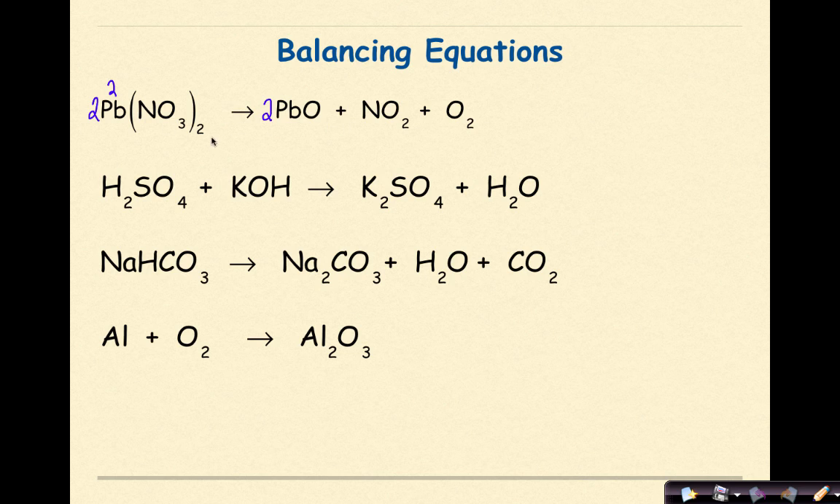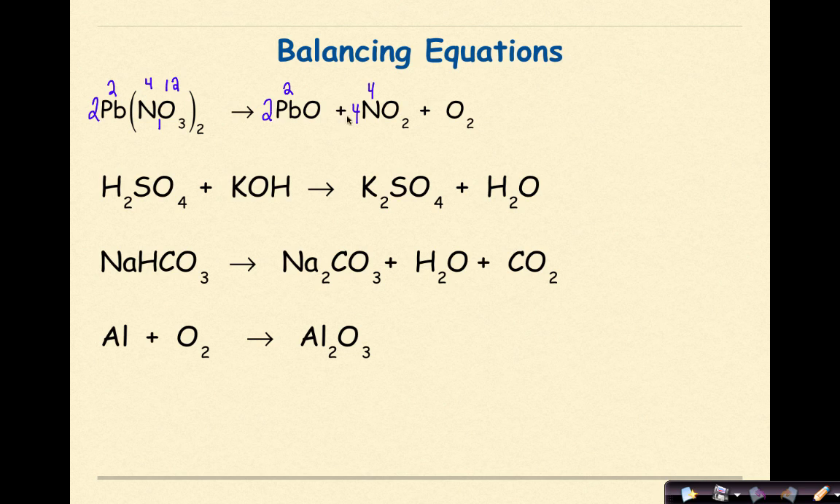How many nitrogens do I have total now? Well, 2 times 2 distributed through gives me 4, because remember, there's an assumed 1 right there. There's an assumed 1. So 4 nitrogens total. So I'm going to put a coefficient of 4 right here. So that gives me 4 nitrogens, 2 Pb. Finally, all right, how many oxygens do I have on the reactant side? Well, 2 times 2 is 4, times 3 is now 12.